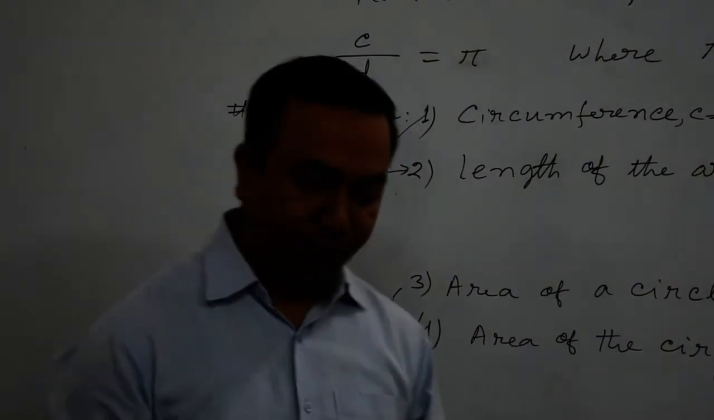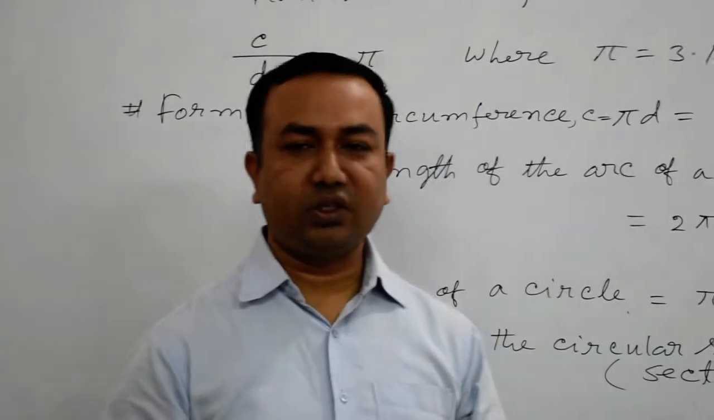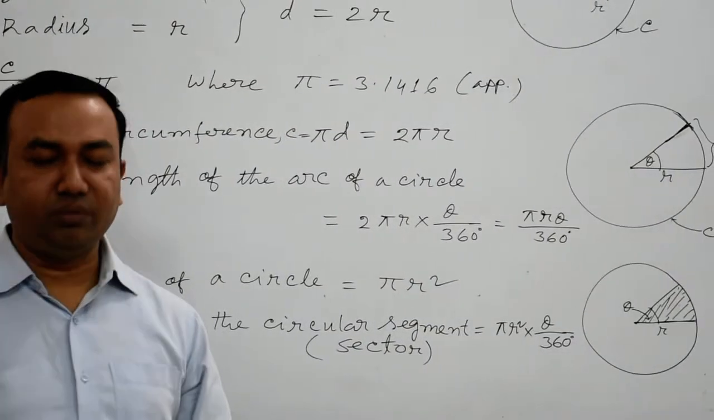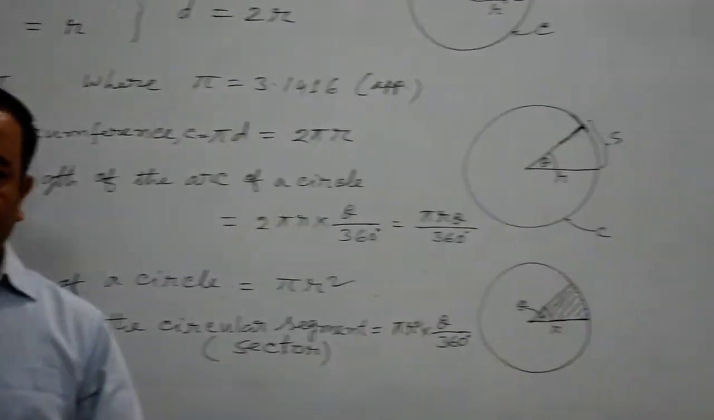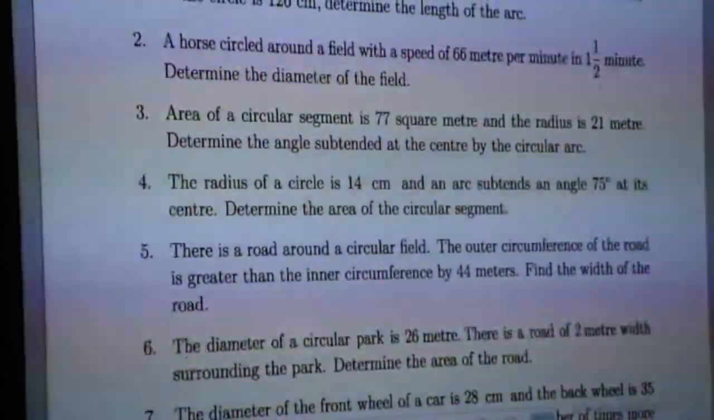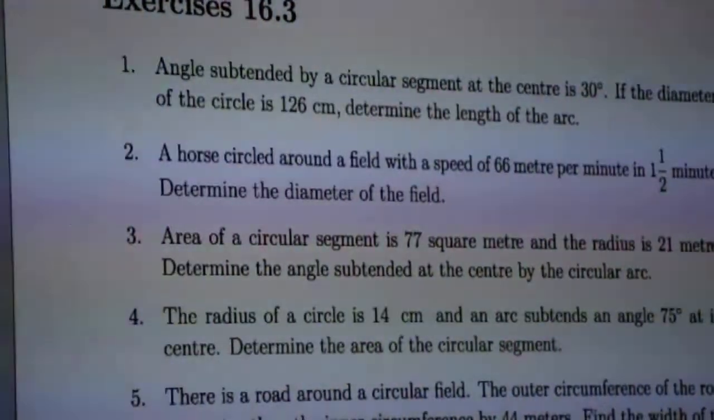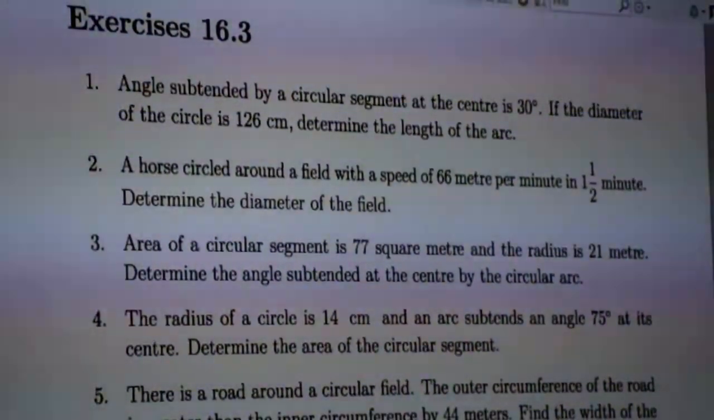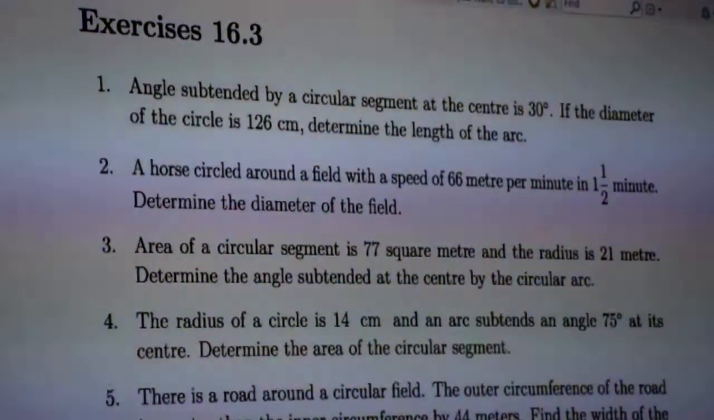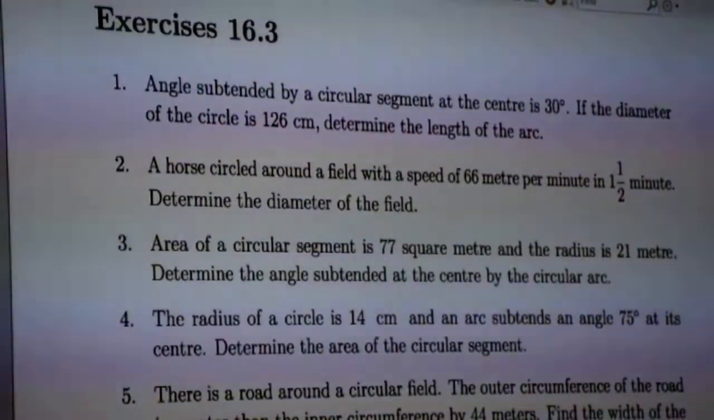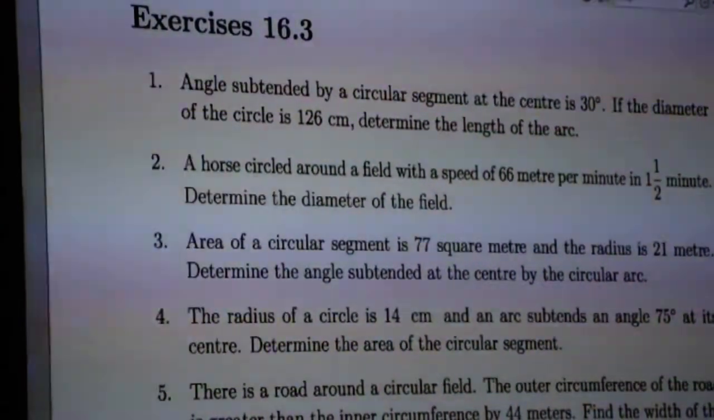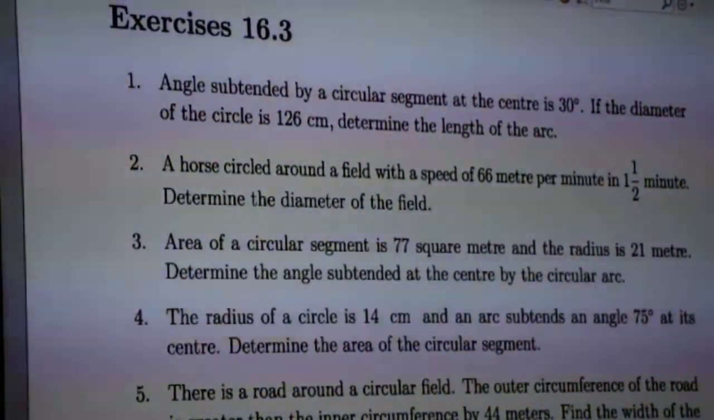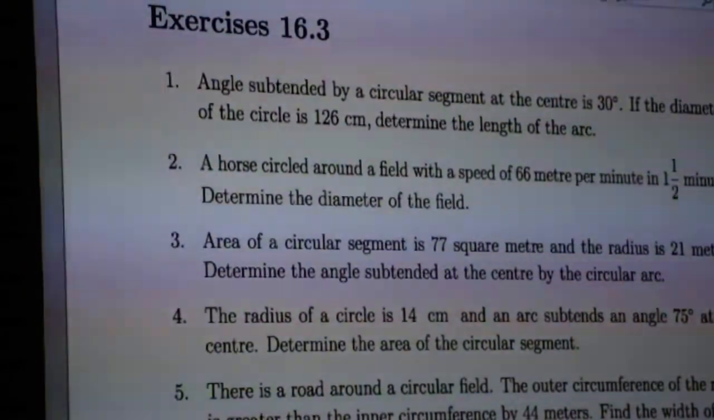So we will go on to solve the problems from exercise 16.3 from your general math book. Let's see question number 1 from exercise 16.3. By this time, I hope you have taken your textbook and opened it at exercise 16.3. At first, we will see question number 1. What is given? The angle subtended by a circular segment at the center is 30 degree. If the diameter of the circle is 126 centimeter, then determine the length of the arc.